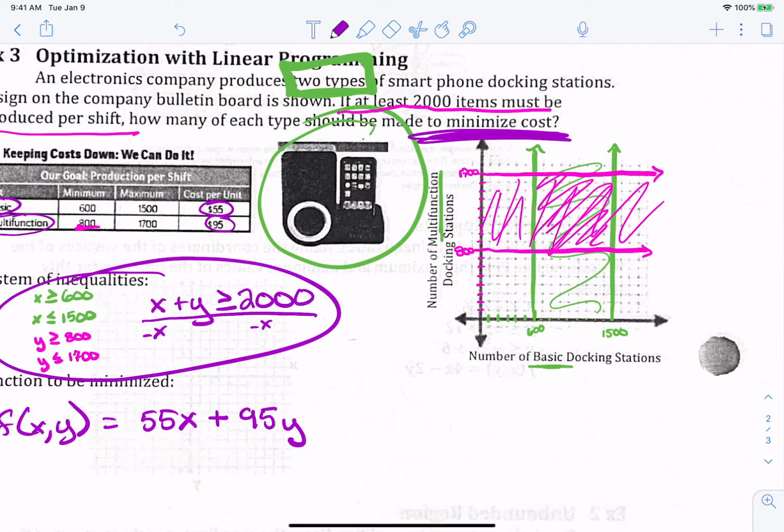So y is going to be greater than or equal to negative x plus 2000. I always like to write it like that. It's not wrong if you read it the other way, but I always like to write it like that. Okay, so that means we start at 2000. 1700 is where I stopped up here, so this is 18, 19, 20. That's 2000 right there, like right up by the little arrow.